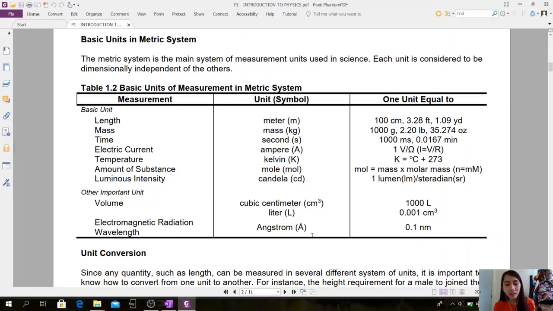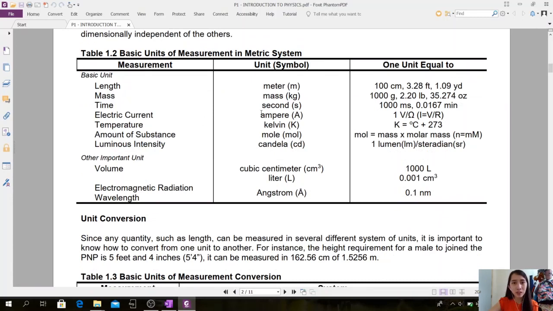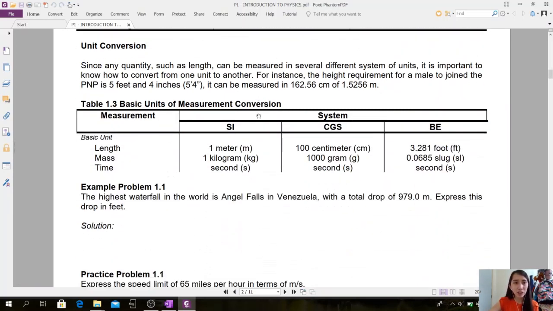Now, let us proceed to the basic units in the metric system. Let's differentiate measurement, unit, and quantity. For example, I'll say that the length of this stylus is 15 centimeters. The measurement there is the length, 15 being the quantity, and the unit is centimeters. Referring to table 1.2, we have the list of the different measurements. For example, the mass, time, and so on. For the unit, I'll discuss to you the different systems of units. Now let's proceed to the unit conversion.